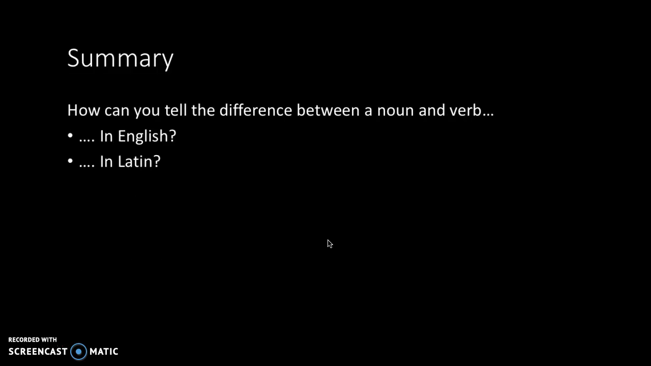Quick summary, how can you tell the difference between a noun and a verb in English and in Latin? Your homework for tonight is to ponder those 2 questions and be ready to discuss them in class tomorrow.